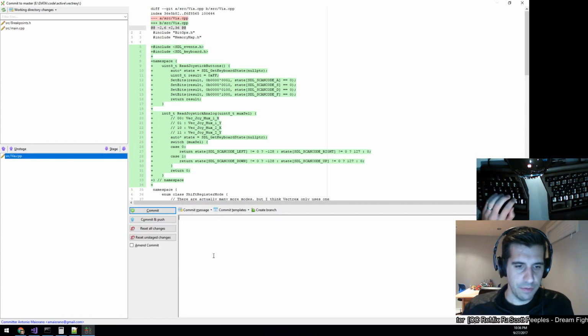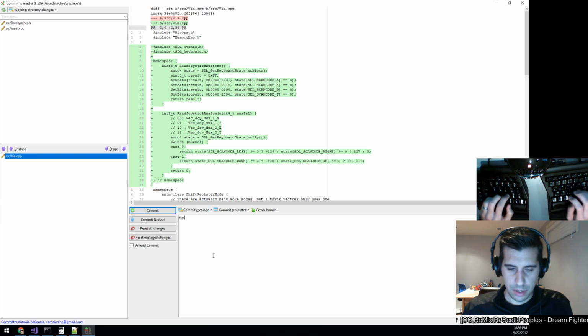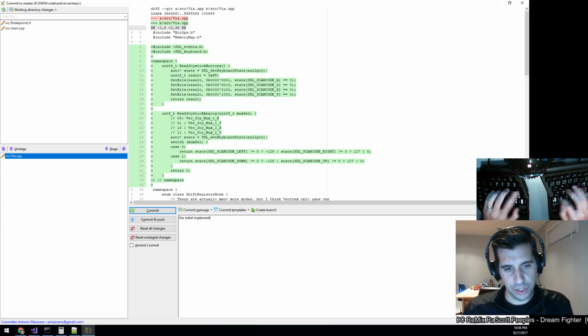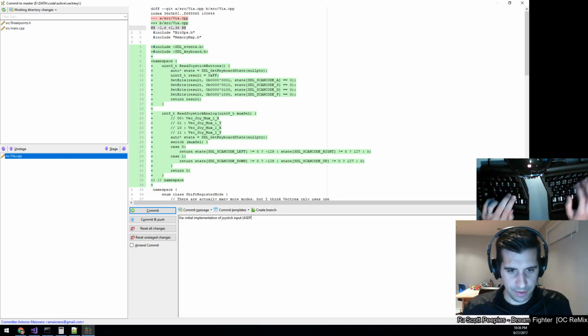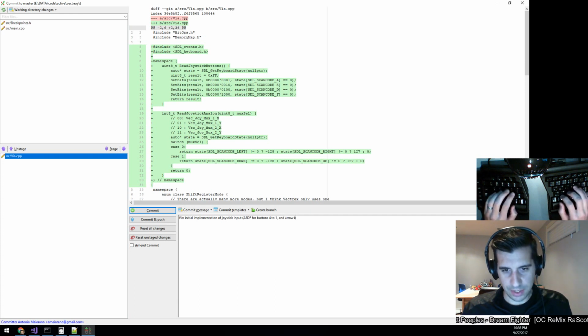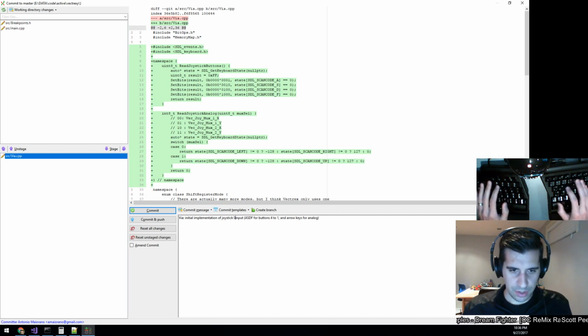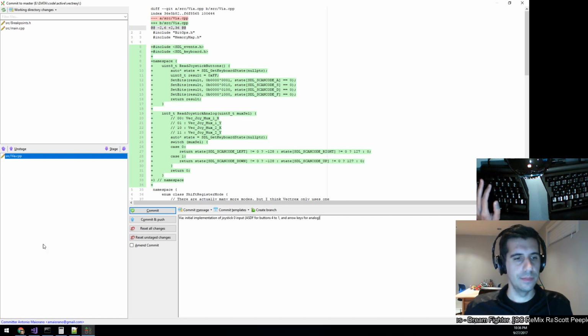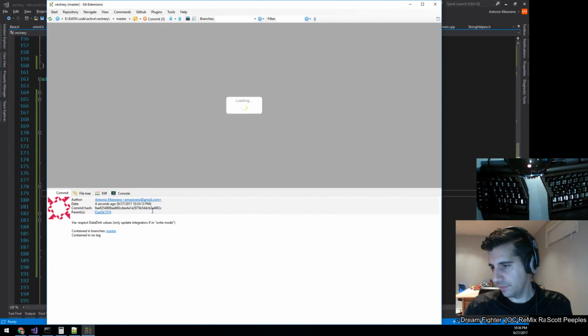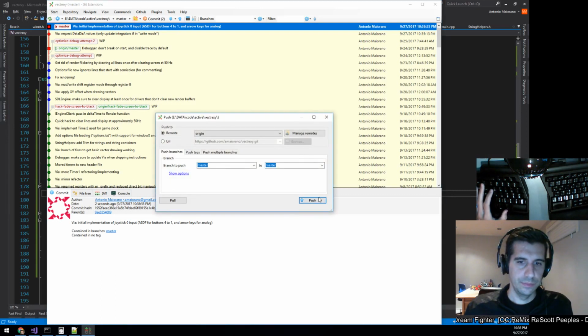So I'll say via: initial implementation of joystick input, ASDF for buttons 4 to 1 and arrow keys for analog. I'll say joystick 0 input. I'll just push it.